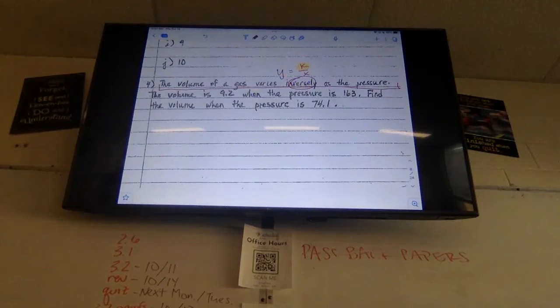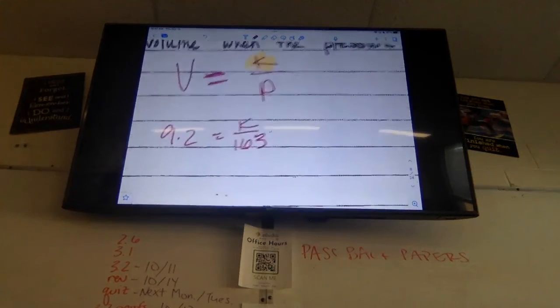Is volume your x or your y? Y. And then that makes pressure my x. So I'm going to use these numbers as an example to find my K, and then I'll use the last number to actually find the volume. So volume is 9.2 when pressure is 163. In that case, I'm just going to plug in. Volume is 9.2, pressure is 163. So I've got 9.2 equals K over 163.